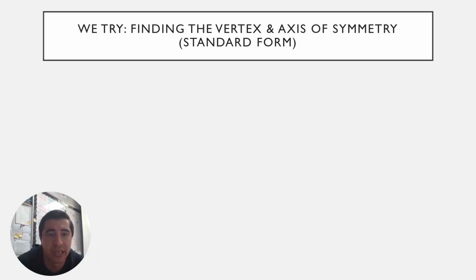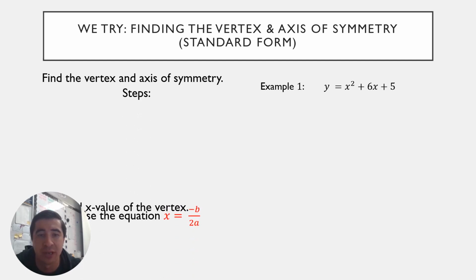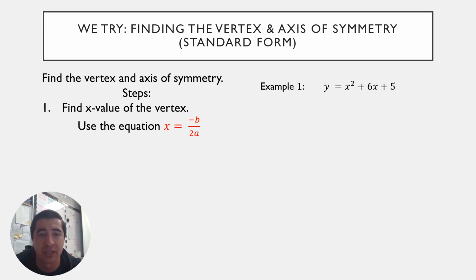So we're going to try one together to find the vertex and the axis of symmetry out of standard form. So again, to find the vertex and axis of symmetry, I'm giving the example of y equals x squared plus 6x plus 5. So our first step is to find the x value of the vertex. Use the equation x equals -b divided by 2a. Again, I want to write this underneath my equation, where I would write x equals -b divided by 2a. And I would substitute the values that I have for a and for b. Go ahead and identify those two values and substitute them into your equation. I'll give you a moment to do so.